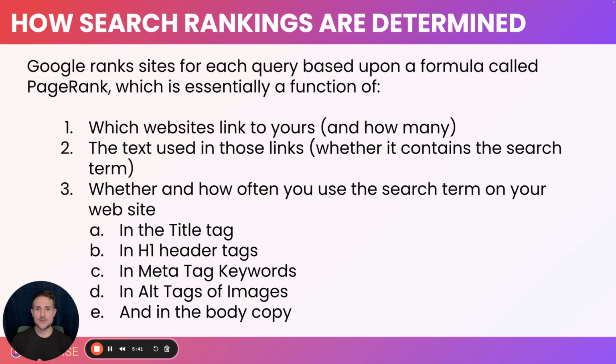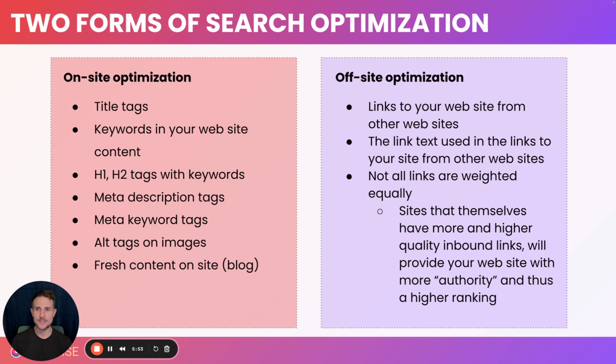And then, of course, you would want to make sure you use that keyword, in this case, email marketing software, in the title tag, in the H1 tag, in all the meta tag keywords, in the alt tags of images, and often in the body copy. So that's keyword density and keyword placement.